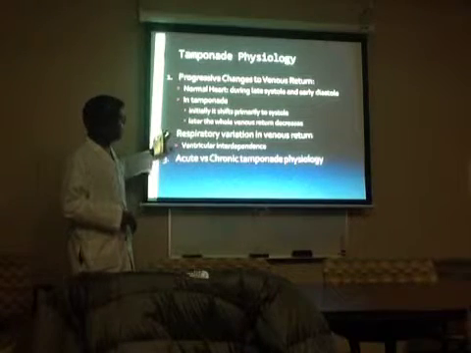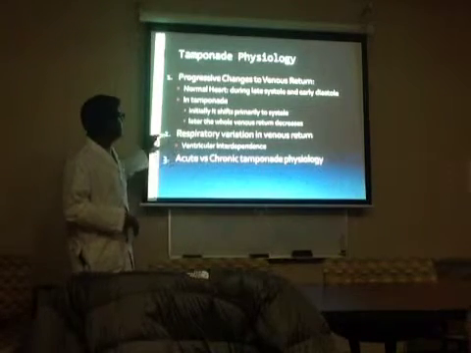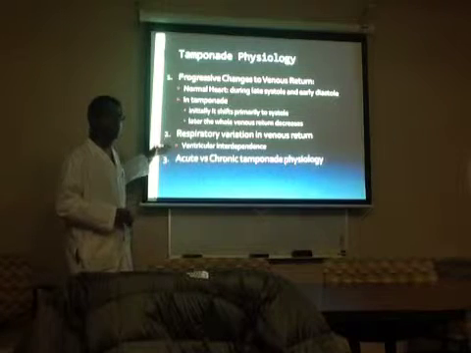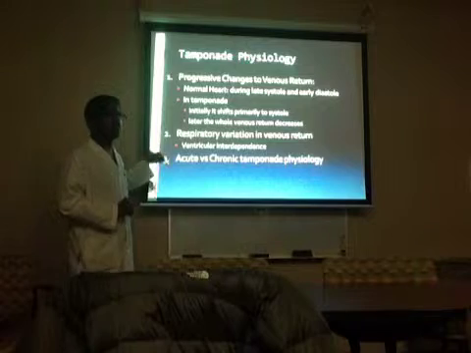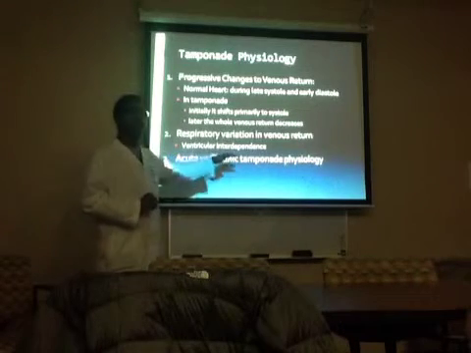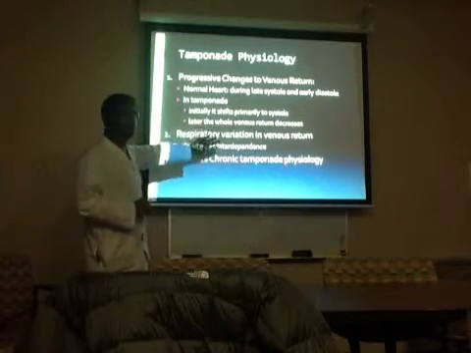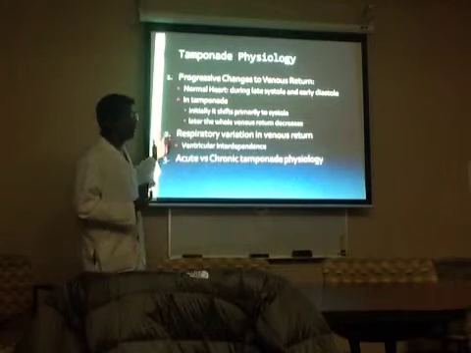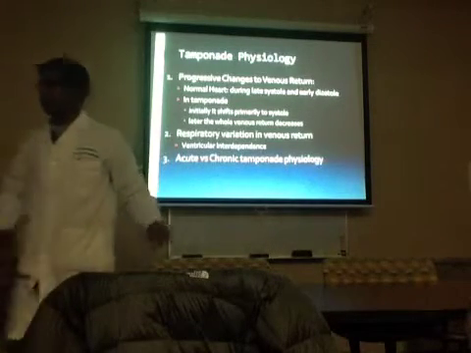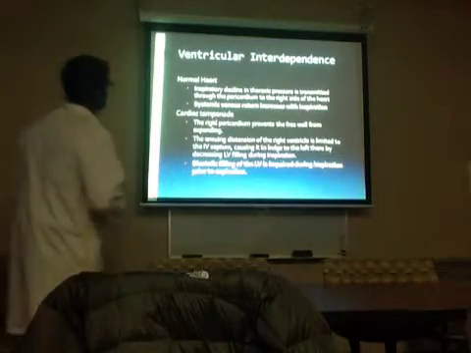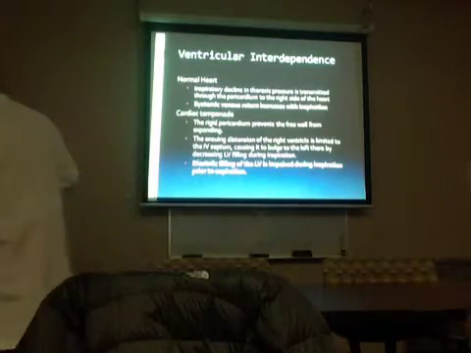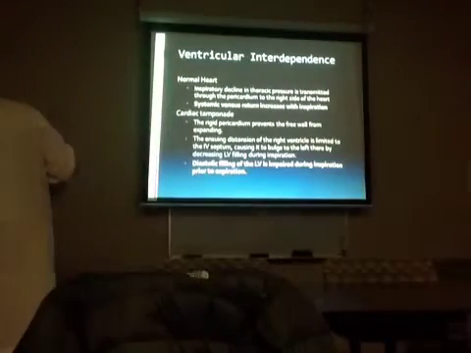We'll go over this in a little more detail in the next few slides. But there is a respiratory variation in the venous return. This is a normal phenomenon, but it gets exaggerated during cardiac tamponade, and that's ventricular interdependence. These terms we'll go over. And there is a concept of acute versus chronic tamponade physiology. We'll go over that too. So ventricular interdependence. I have a slide on that.